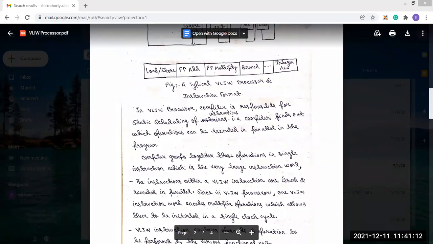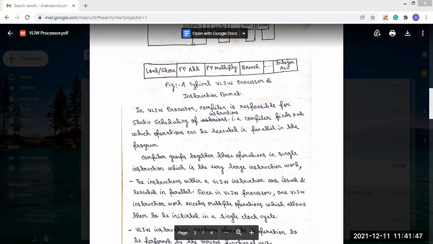In the last class, we discussed the VLIW processor and the typical VLIW instruction format. Now we will continue with how instructions are executed in a sequential processor and what changes are made in the VLIW processor to execute instructions. We will see that first.